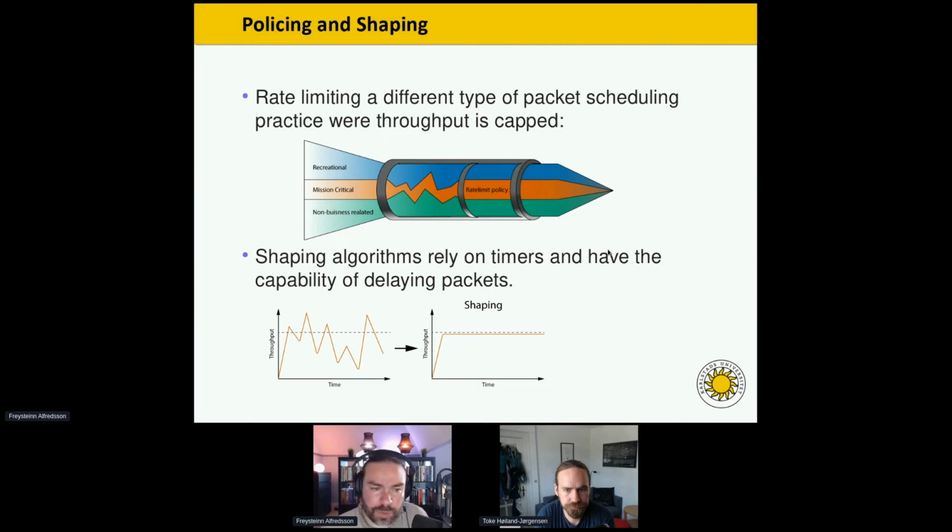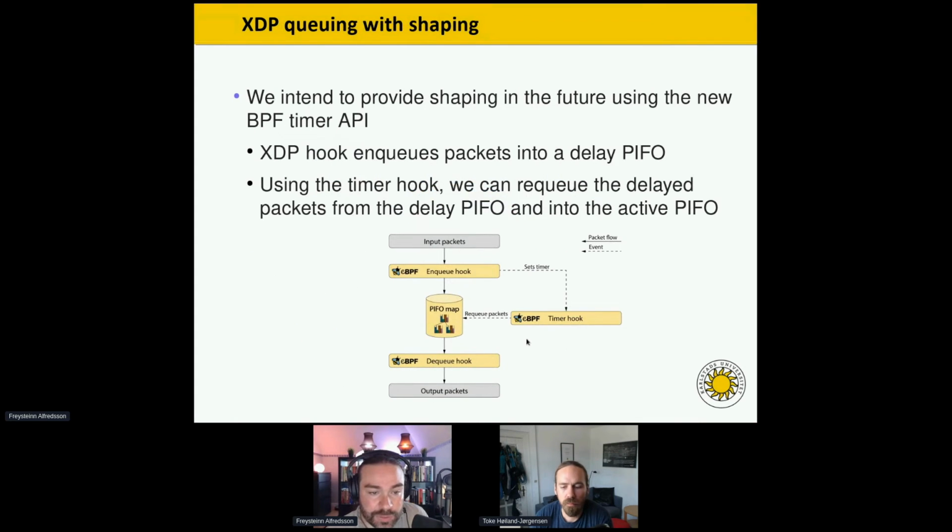Now, another thing we do not have in this solution is, for instance, if we check up here with policing and shaping, well, we can do some policing with XDP. With this particular implementation that we just showed, we are not able to do shaping algorithms. So shaping algorithms just means that instead of just bursting out the packages as they arrive, we delay them and smooth out the curve. So currently, we don't have a delay mechanism. But future work, we would like to add this functionality.